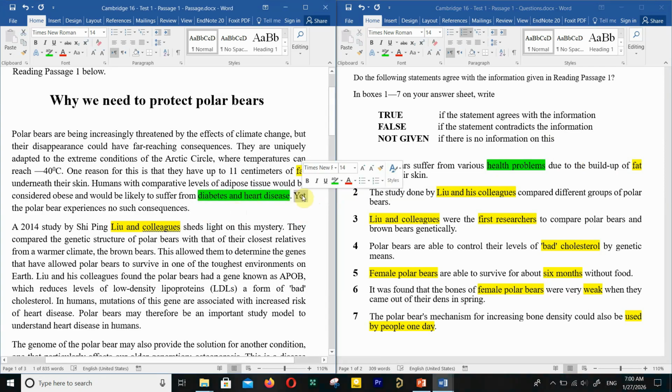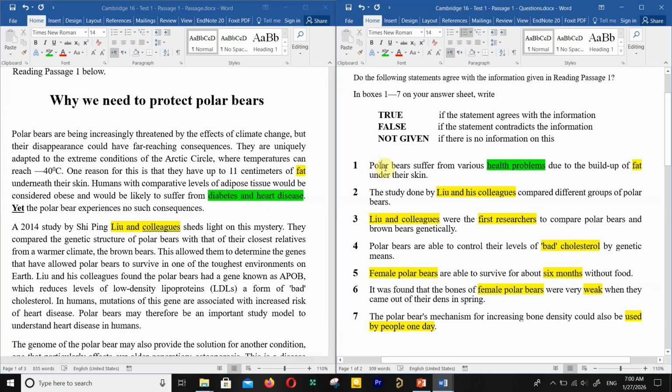An important word to notice, I always told you, be careful about words such as but, however, while, yet. These are the kind of words after which you're probably going to find the answer. Yet the polar bear experiences no such consequences. So this is just about suffering from health problems. It's about humans, not about the polar bears. So the answer for question number 1 is going to be false. Here is where we can find the answer.